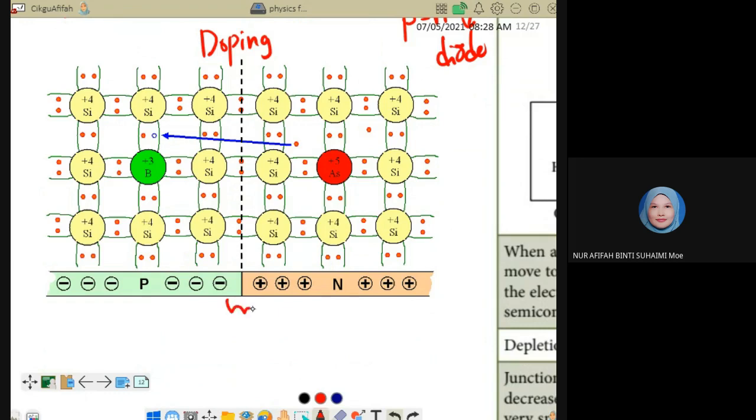So dekat kawasan ni, there will appear a depletion layer. For this depletion layer, the electron will move to the left and the hole will move to the right to be filled each other lah. Okay, so electron ni akan fill in the hole, or the hole will come to the right side to be filled with electron. So there will be a depletion layer in between P and N.